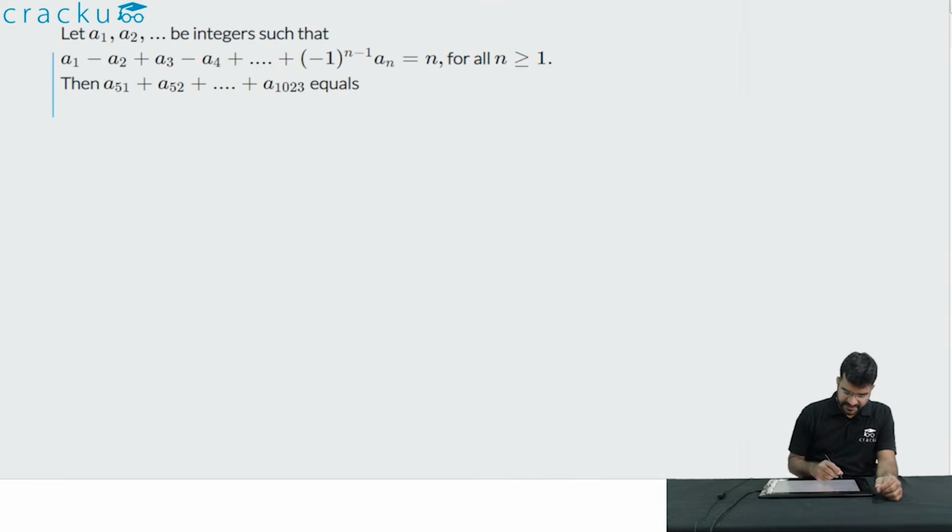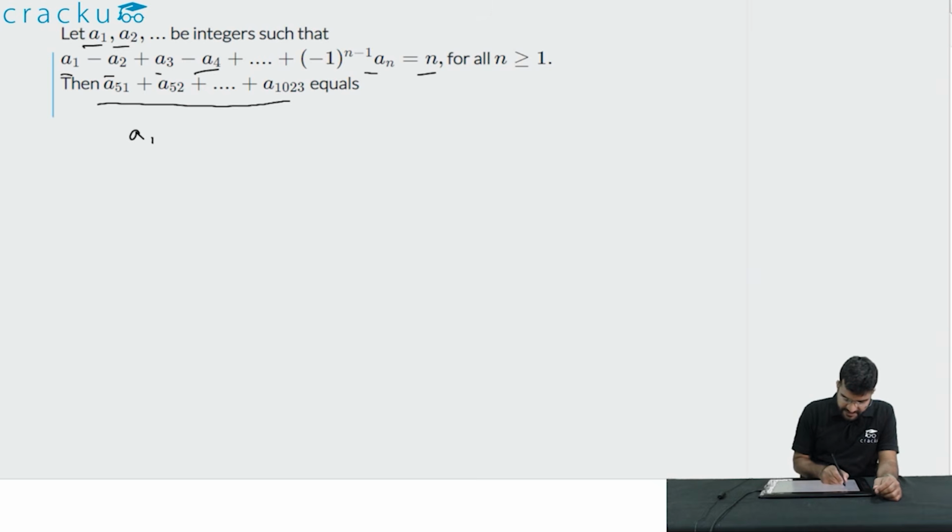In this question, it is given that a1, a2, etc. are all integers such that a1 minus a2 plus a3 minus a4 dot dot dot plus or minus an is equal to n for all n greater than or equal to 1. We are required to find the sum of a1 plus a2 plus dot dot dot till a1023.